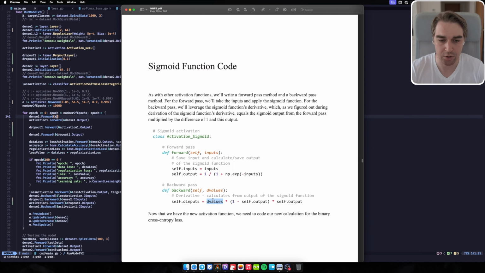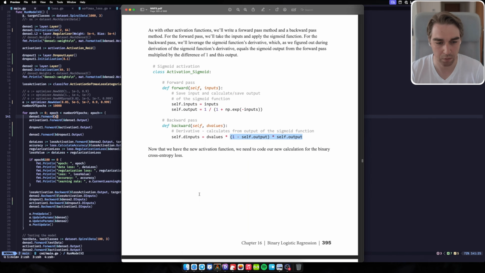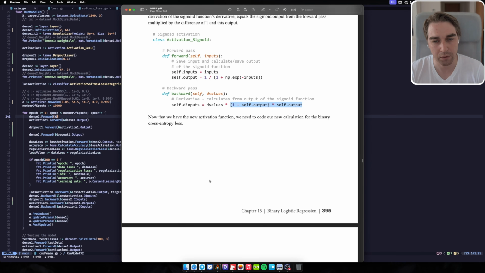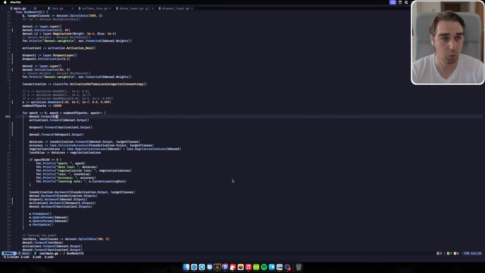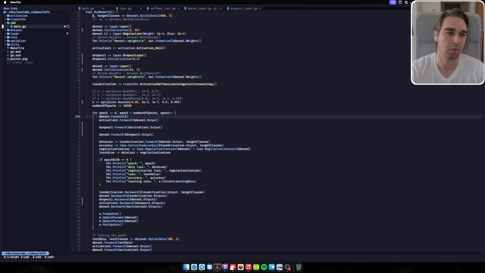Having the multiplication, this is the previous derivative from right to left, and this is actually the derivative for the sigmoid. Now that we have the new activation function, we need to code our new calculation for the binary cross entropy loss. Okay, so we need to implement.